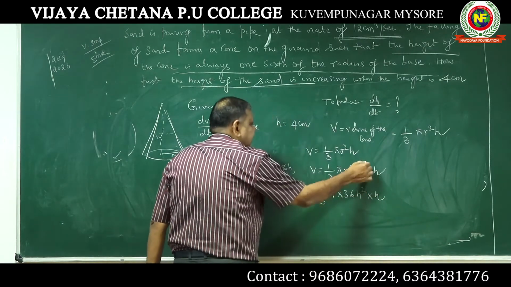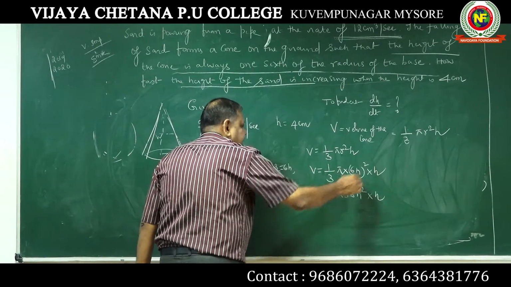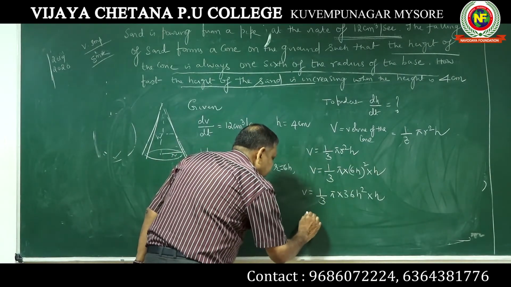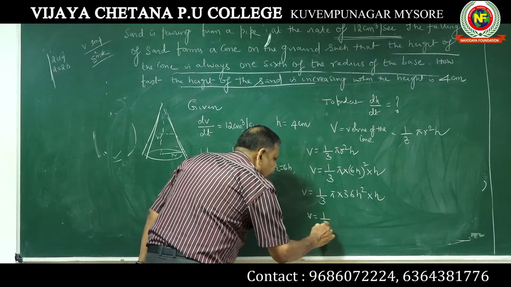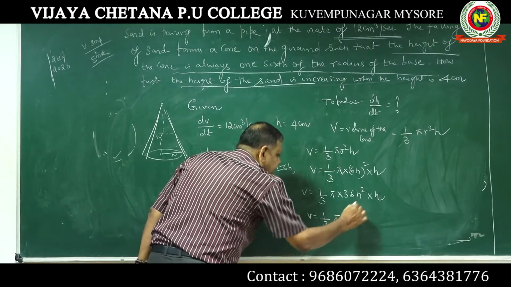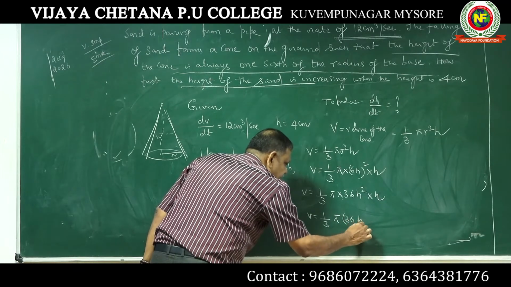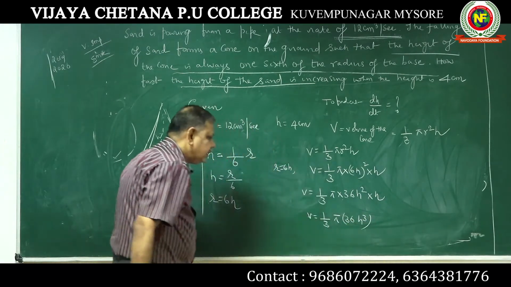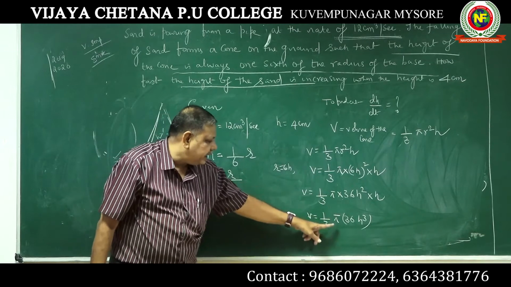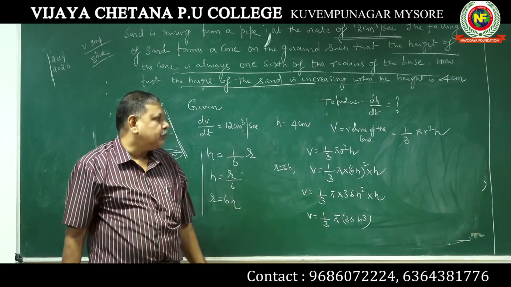Look, this is 6 squared, 36 h squared, h squared into h. So V is equal to one-third pi 36 h cube. It is 36 h cube. Understood? Pi is here, one-third pi into 36 h cube.